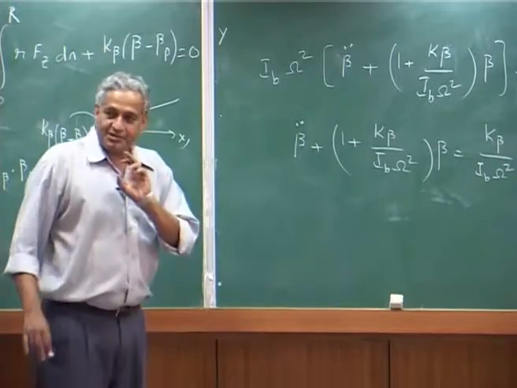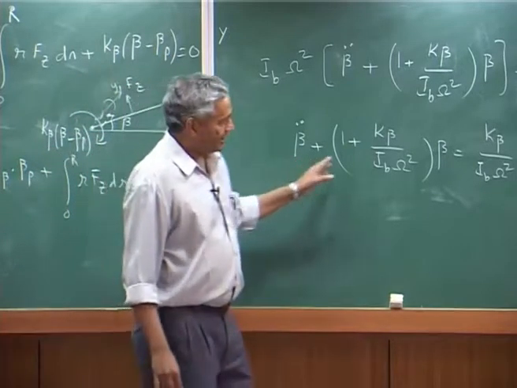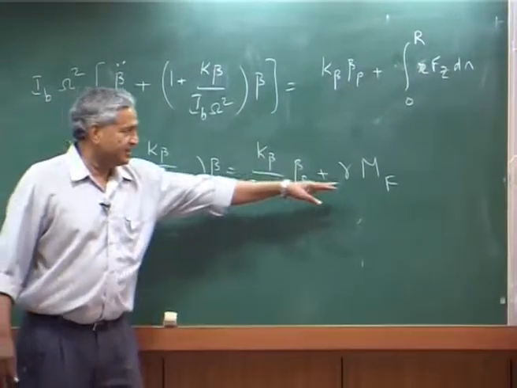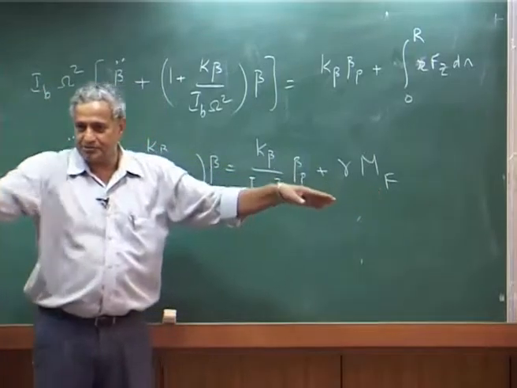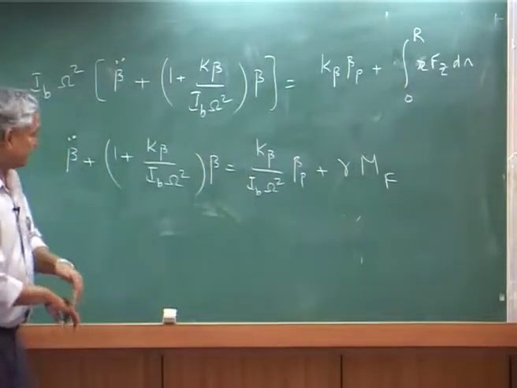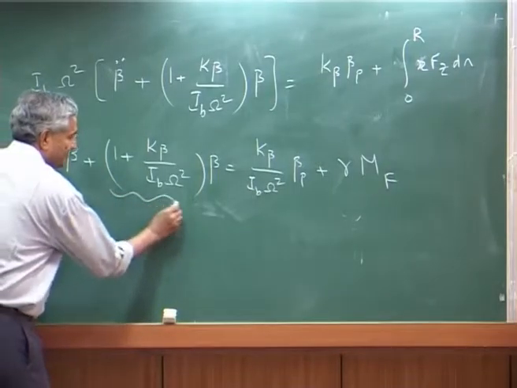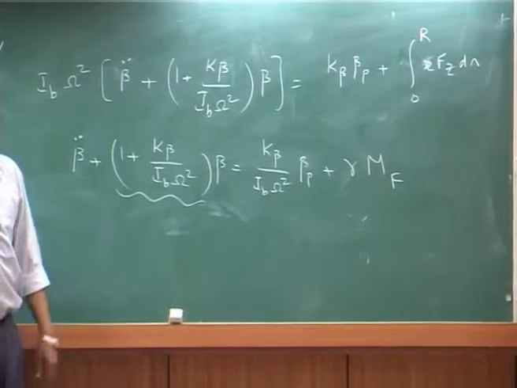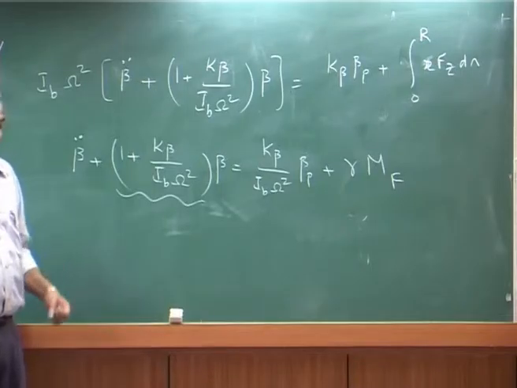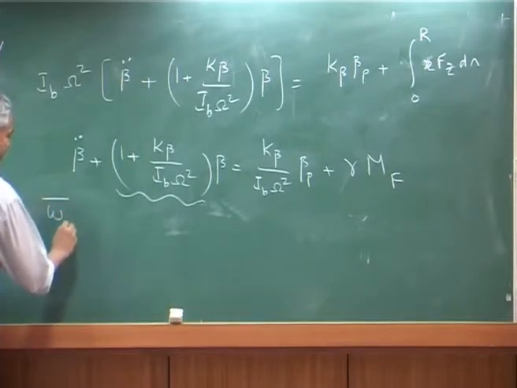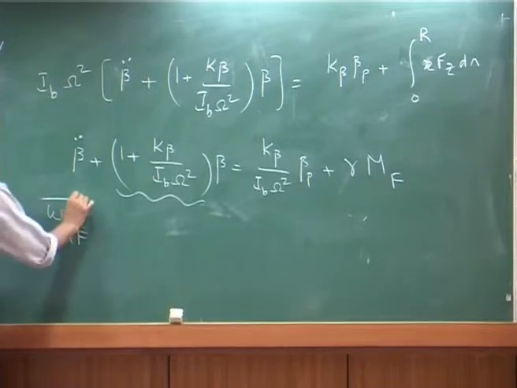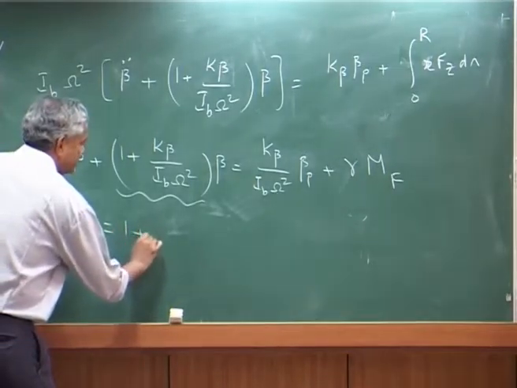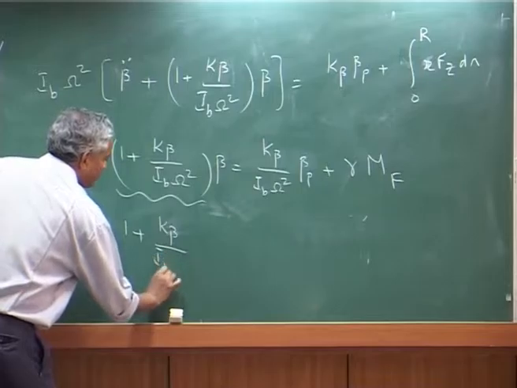By adding a spring and a precone, I am getting a constant moment on the right side. This is the aerodynamic part, because gamma is the Lock number, M_f is all those theta, I, etc. This is my new natural frequency in flap, which is actually more than 1. Now, I will write it omega bar R_f square, rotating flap frequency is 1 plus k_beta by I_b omega square.